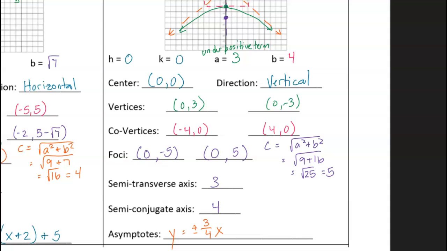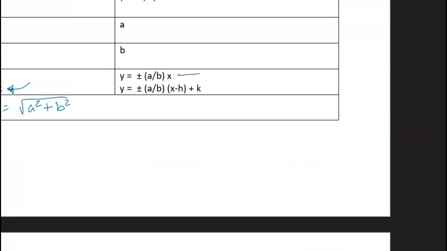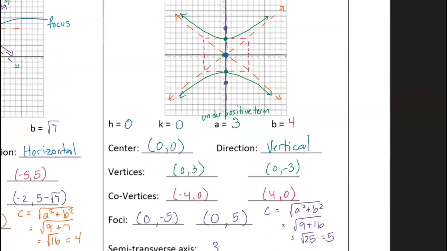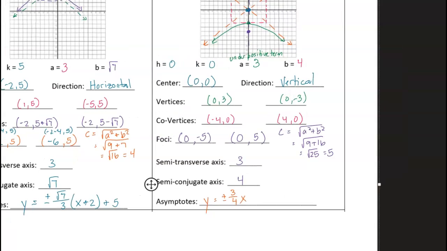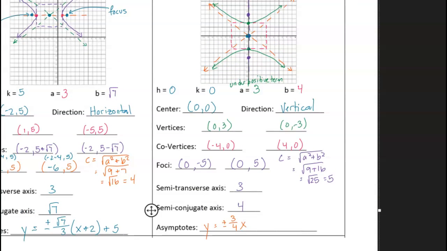And we could have found the equation for our asymptote by looking at this formula: plus or minus A over B times X. Our A was 3, our B was 4, times X. Any questions on the vertical hyperbola? Okay.